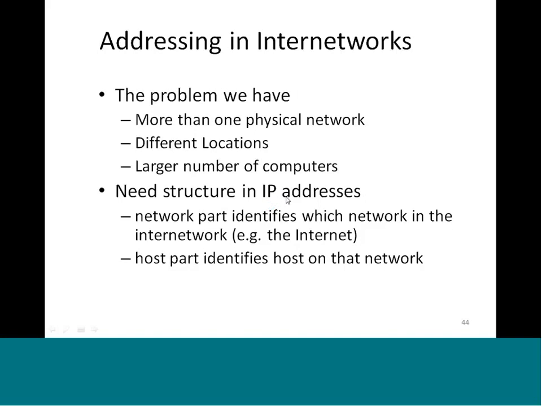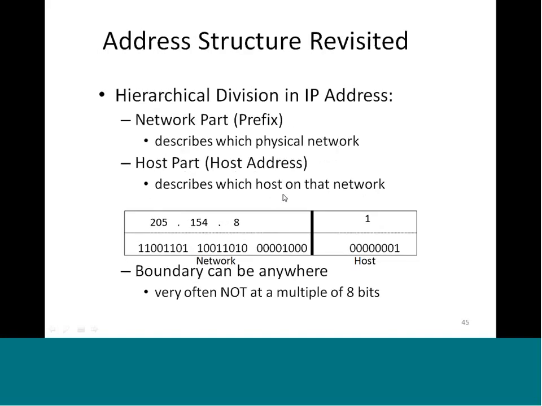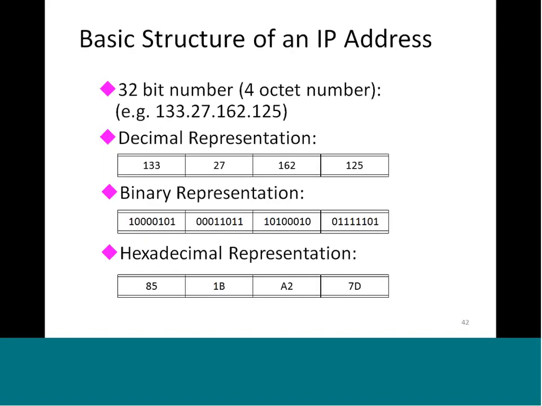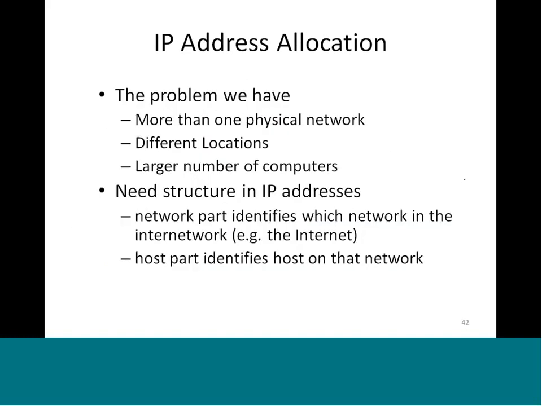Now we talked about the 32 bits. How do we divide this into a hierarchical IP address, a hierarchical division? The network part defines the physical network that it belongs to, and then the host is identified, which is the host that is connected to that network. So in the previous slide we saw these four numbers, the octets. Basically the first three octets determine the network, and the last one determines what the host is.